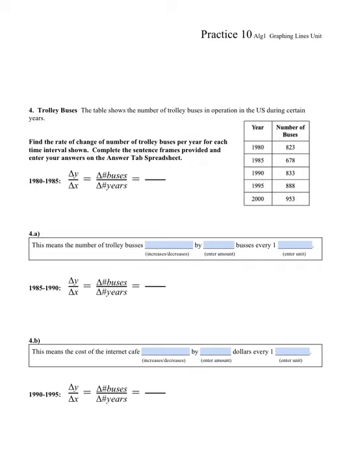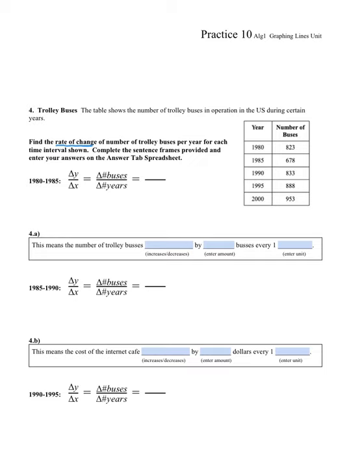All right, now we're looking at trolley buses. This table shows the number of trolley buses in operation in the US during certain years. Find the rate of change, which can be used with the term slope, of the number of trolley buses per year for each time interval shown. And it's nicely broken down into time intervals here for you. Complete the sentence frames provided and enter your answers on the Answer tab spreadsheet.